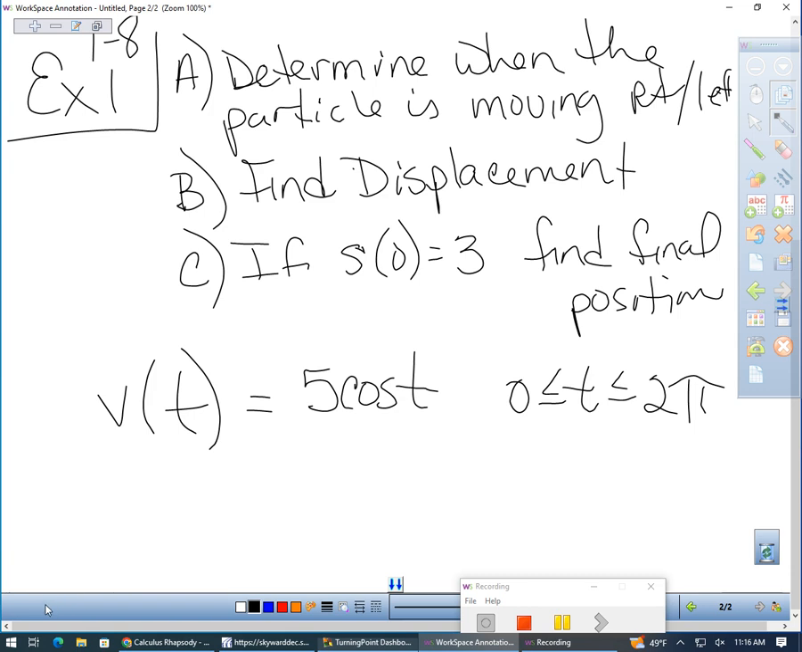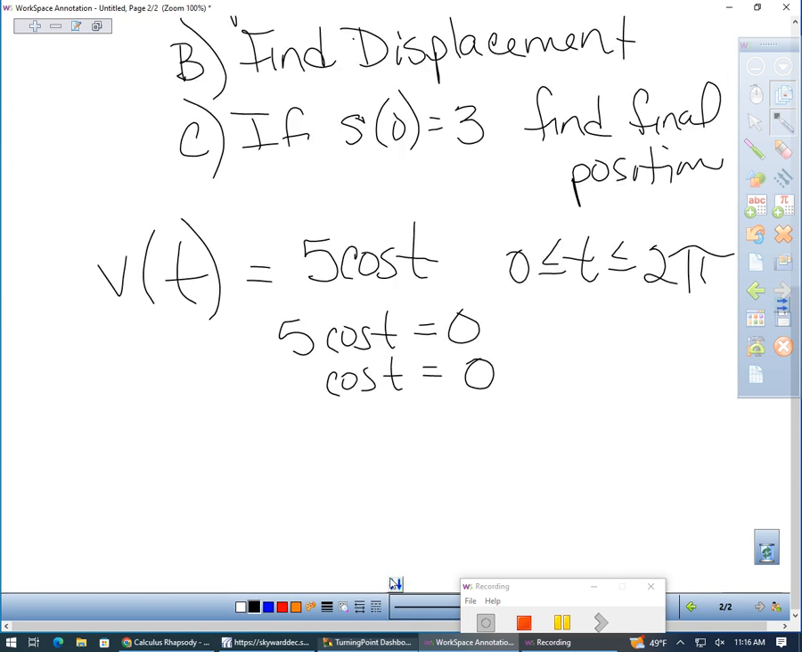All right, so the first thing we have to do is figure out where our zeros are, or where it would be stopped, so we can figure out exactly when it's moving right and left, right? So think about your unit circle. If I set this equal to 0, 5 cosine of t equals 0, I would divide by 5. I need to know where cosine is 0. Yes, it's pi over 2 and 3 pi over 2. Correct. So we have pi over 2 and we have 3 pi over 2.